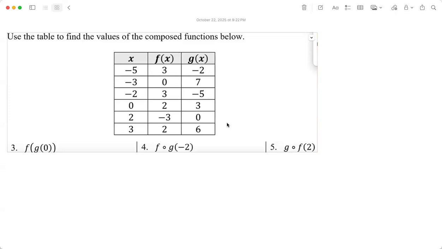Use the table to find out the values of the composed functions below. Yes, Shri, thank you. So this is a table. Next one, you'll get a graph. You can send all the three together. I think you're all getting it well. Siddhi, that's right.